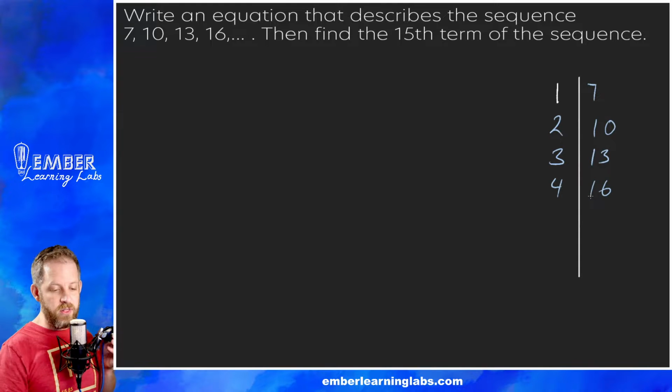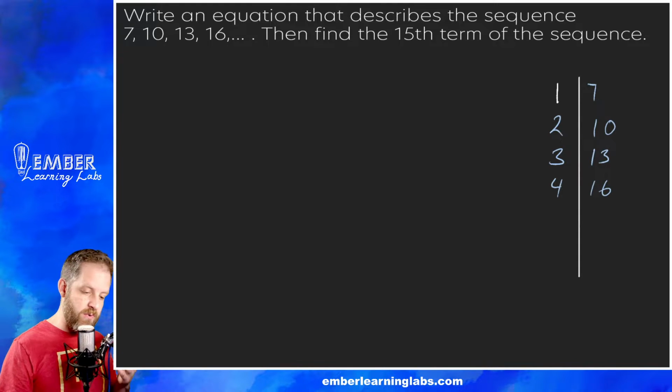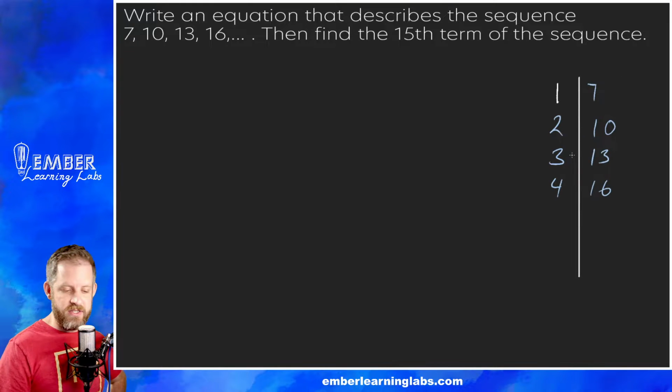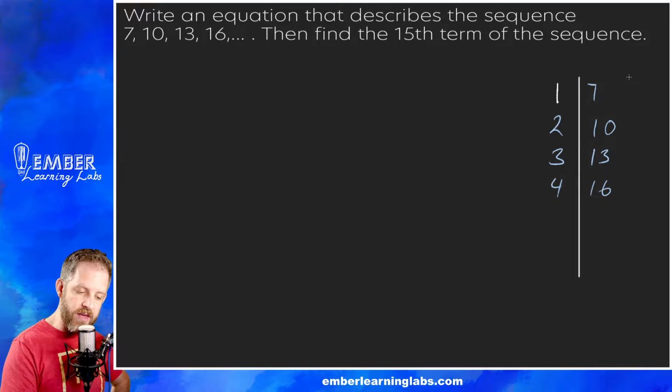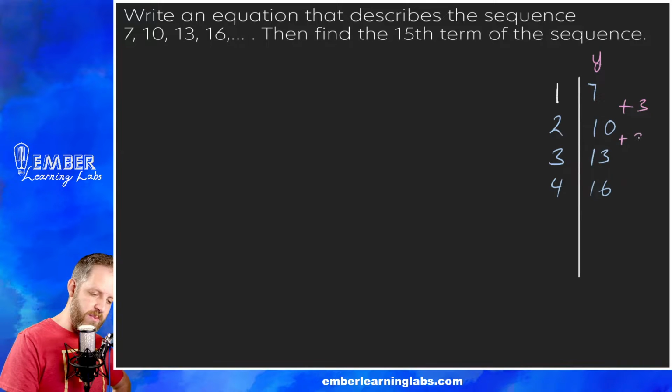Now, when we're trying to write an equation that represents these things, we need to look at the difference between these. On the right-hand column, which is the y column, we are adding 3 to each one. To get from 7 to 10, we added 3. To get from 10 to 13, we added 3, and so on. These are all plus 1.